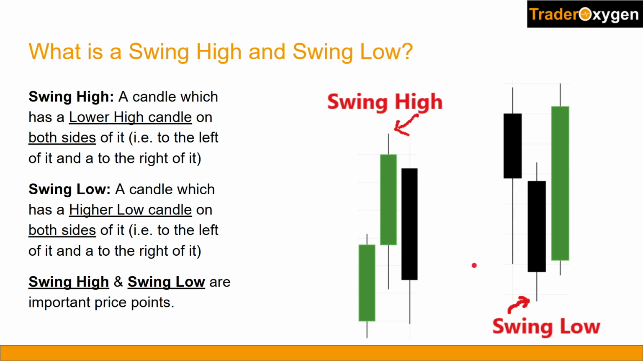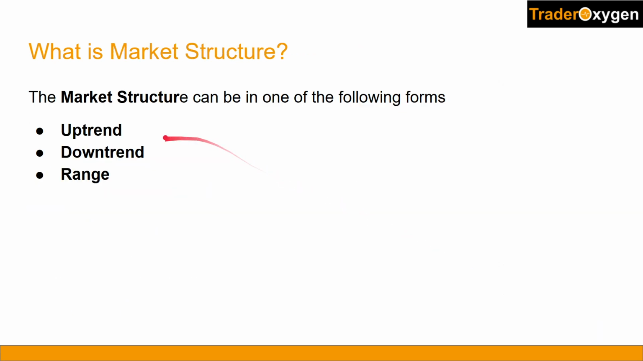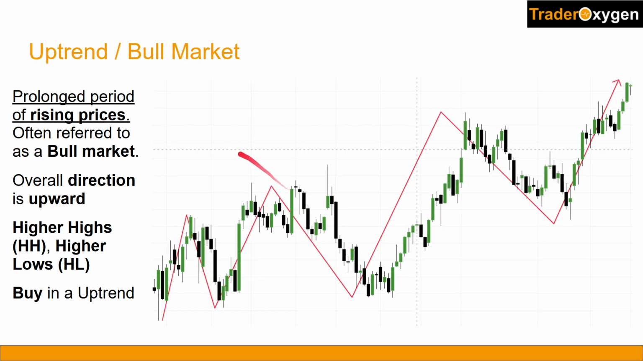Let's see what's next. The market structure can be in one of the following forms: uptrend, downtrend, or in a range. Let's see what an uptrend is. An uptrend is a prolonged period of rising prices. So the price is rising for a considerable, longer time period. It's often called a bull market.